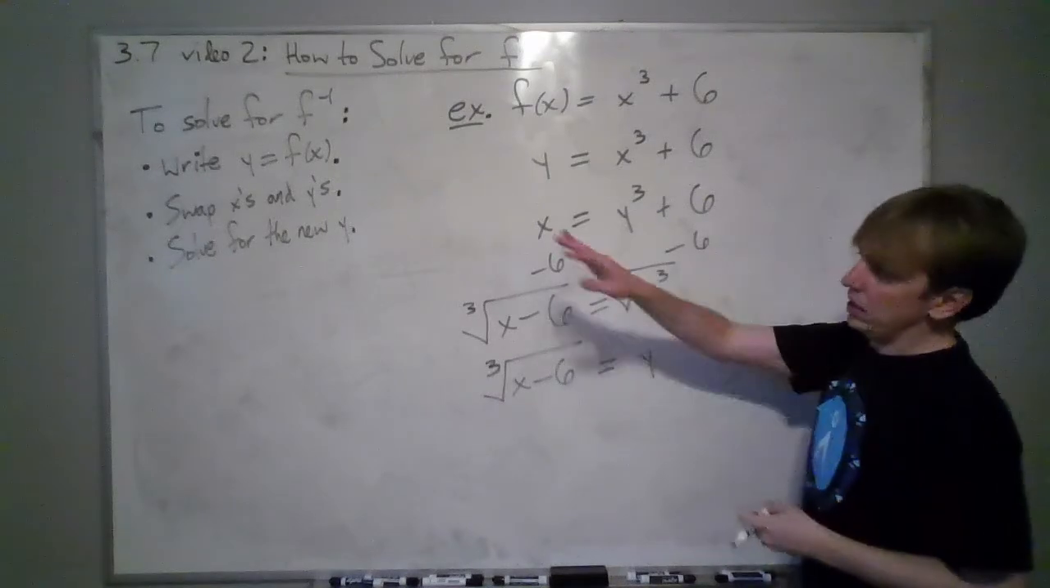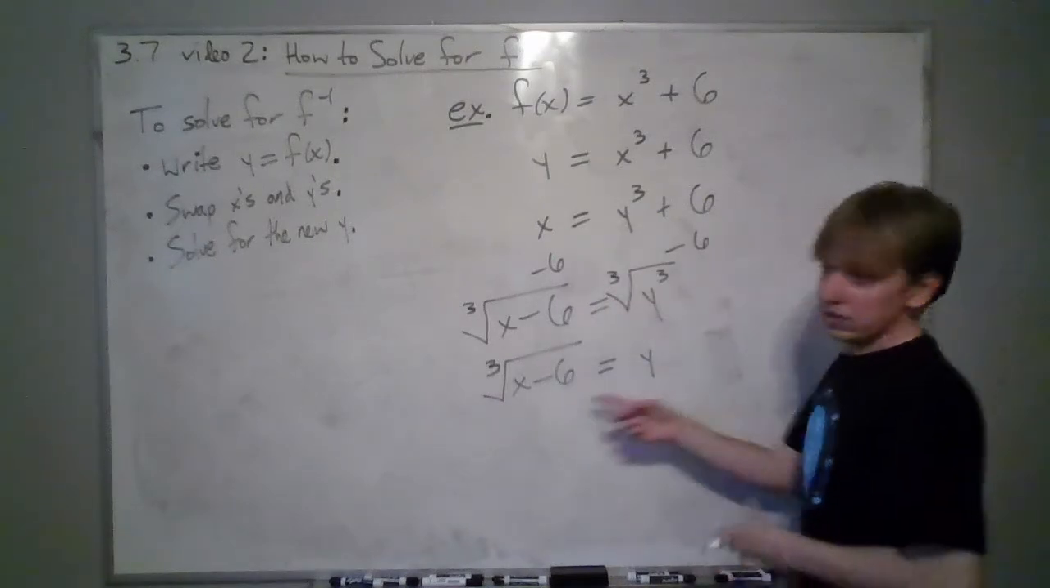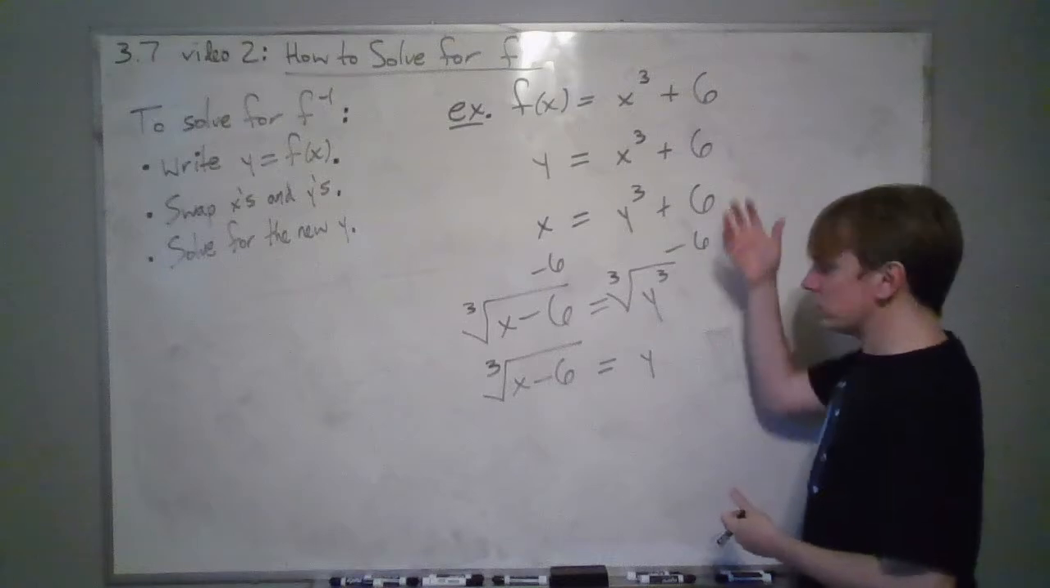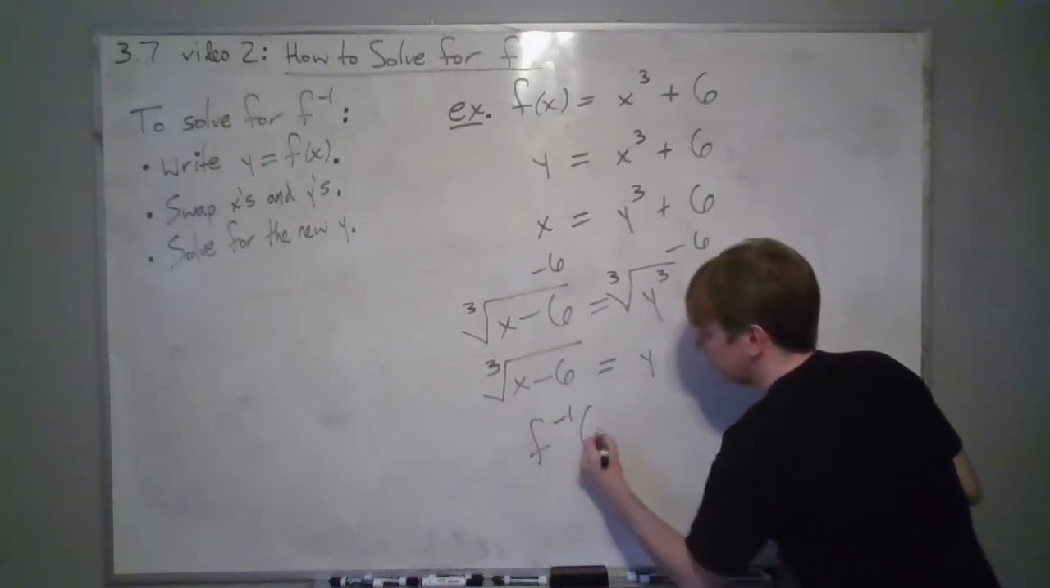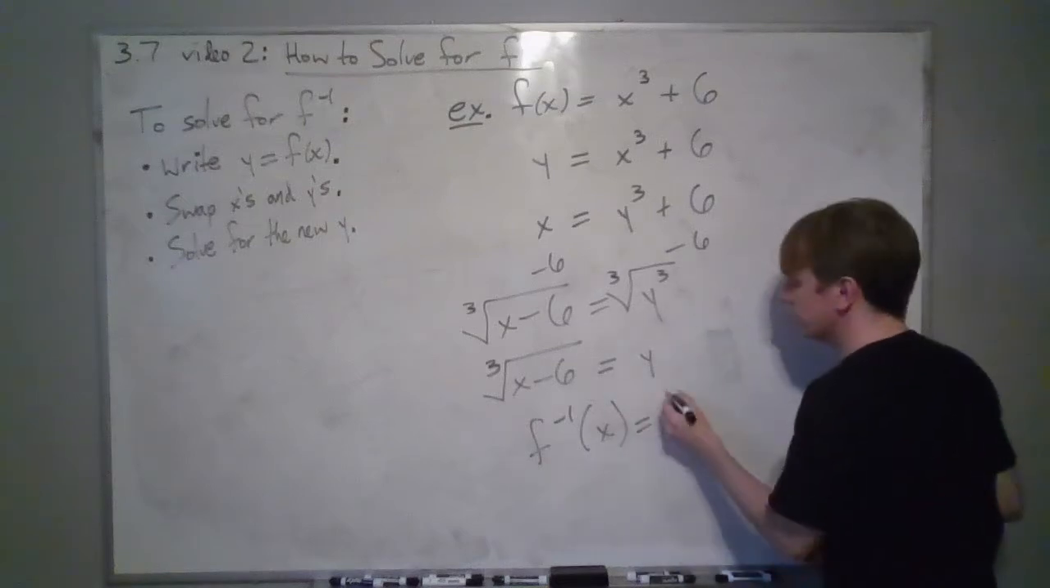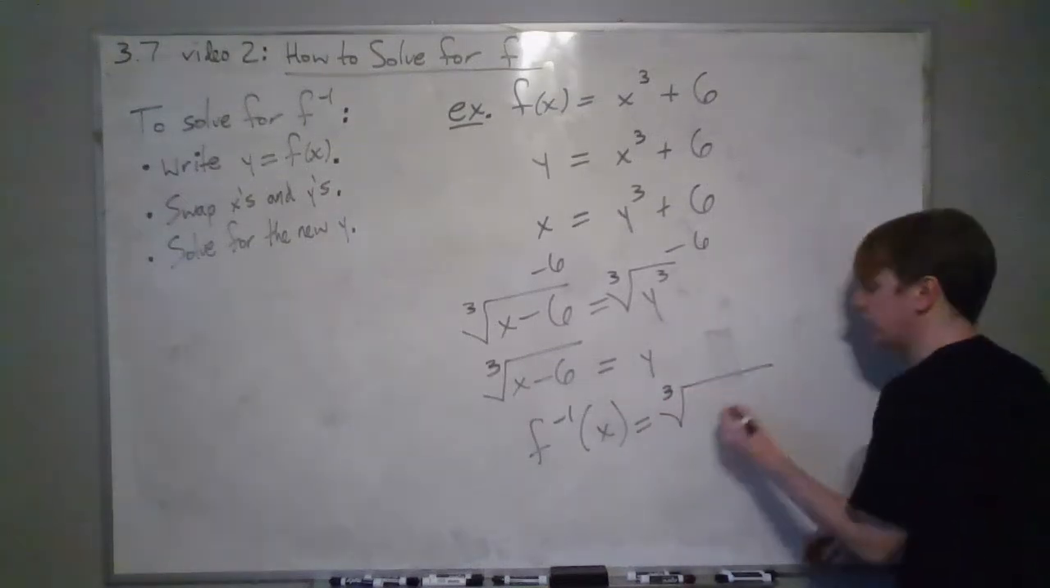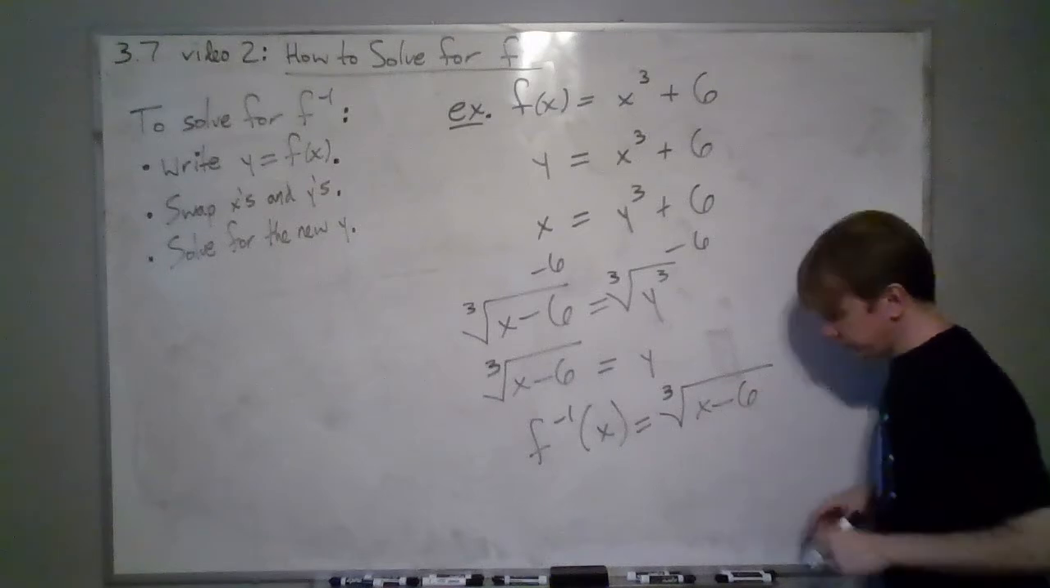Okay, so that's the end of the instructions. So I guess this is my inverse function. The original was f of x, so this would be the inverse, so f inverse of x. And our formula is the cube root of x minus 6.